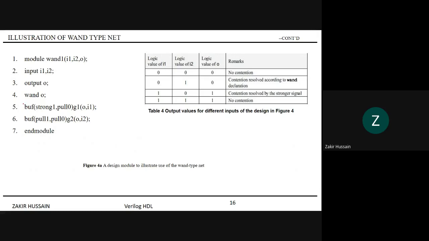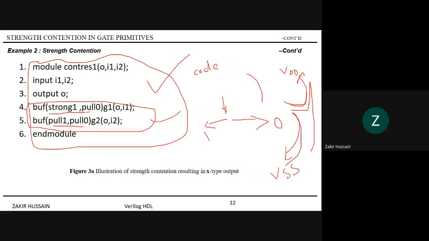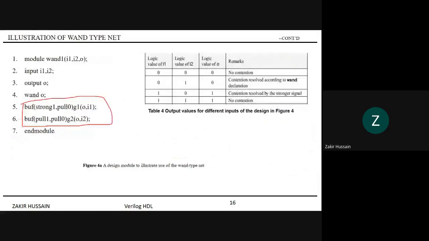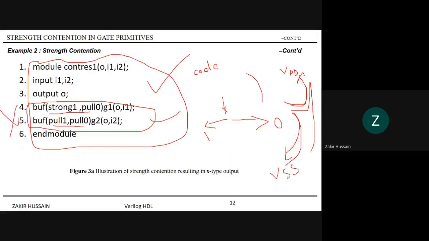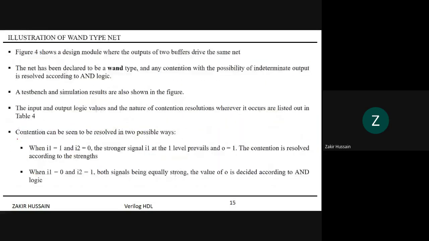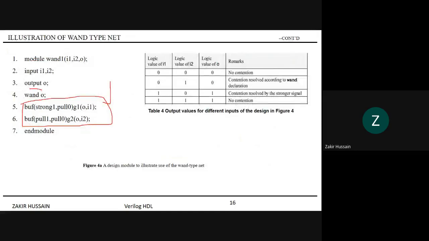In this example, if you see these two buffers, this is the same as before: strong one, pull zero, pull one, pull zero. That's the same here. This failed to address the contention issue in example two. Now we are solving that contention issue with the help of this keyword. Just place the WAND. You have already declared this output here. You have to observe very carefully. This O is actually an output, and that is again declared with the keyword WAND. Then this contention problem is happily solved.